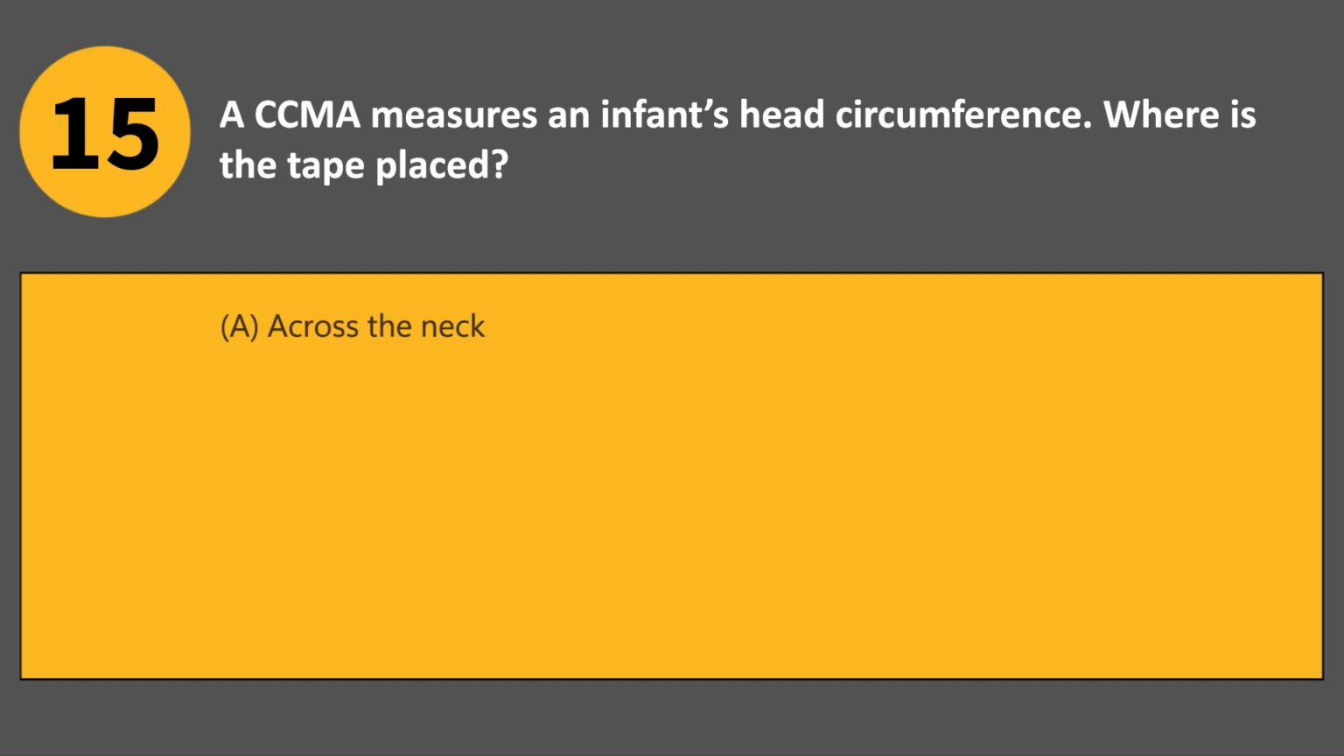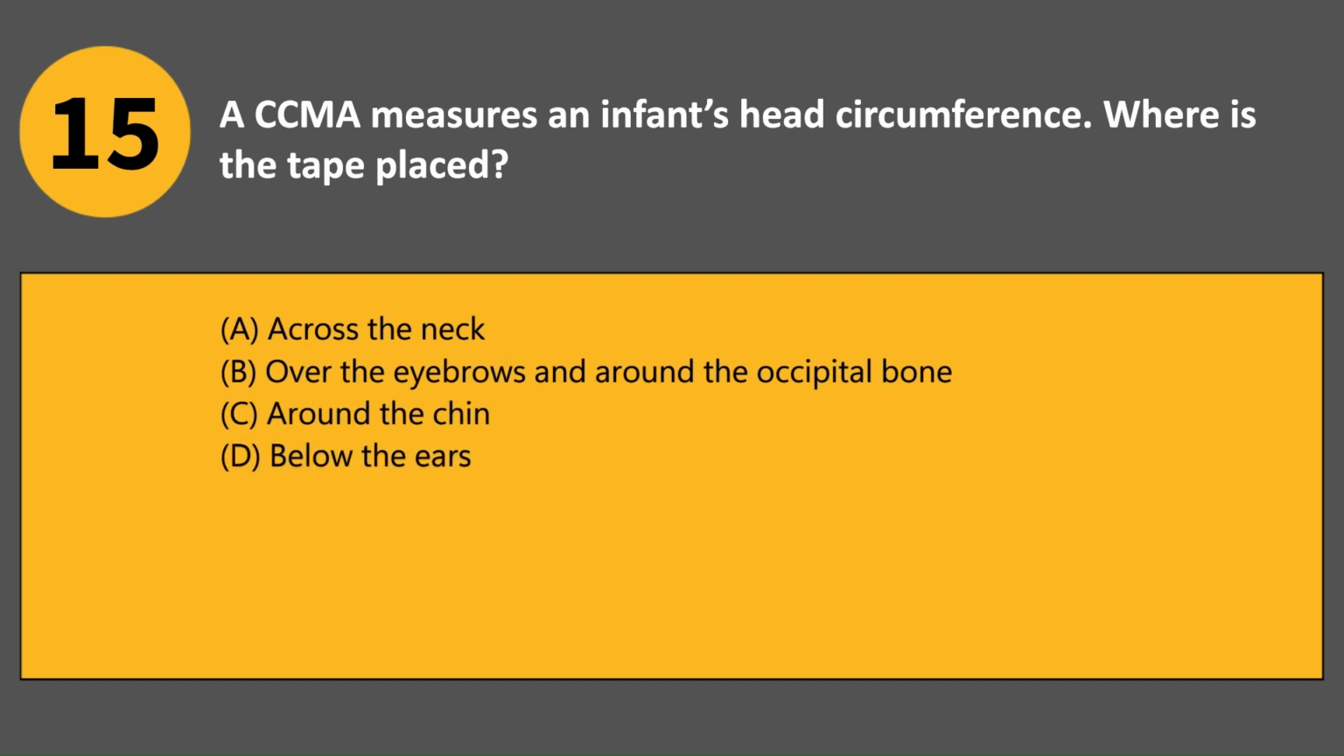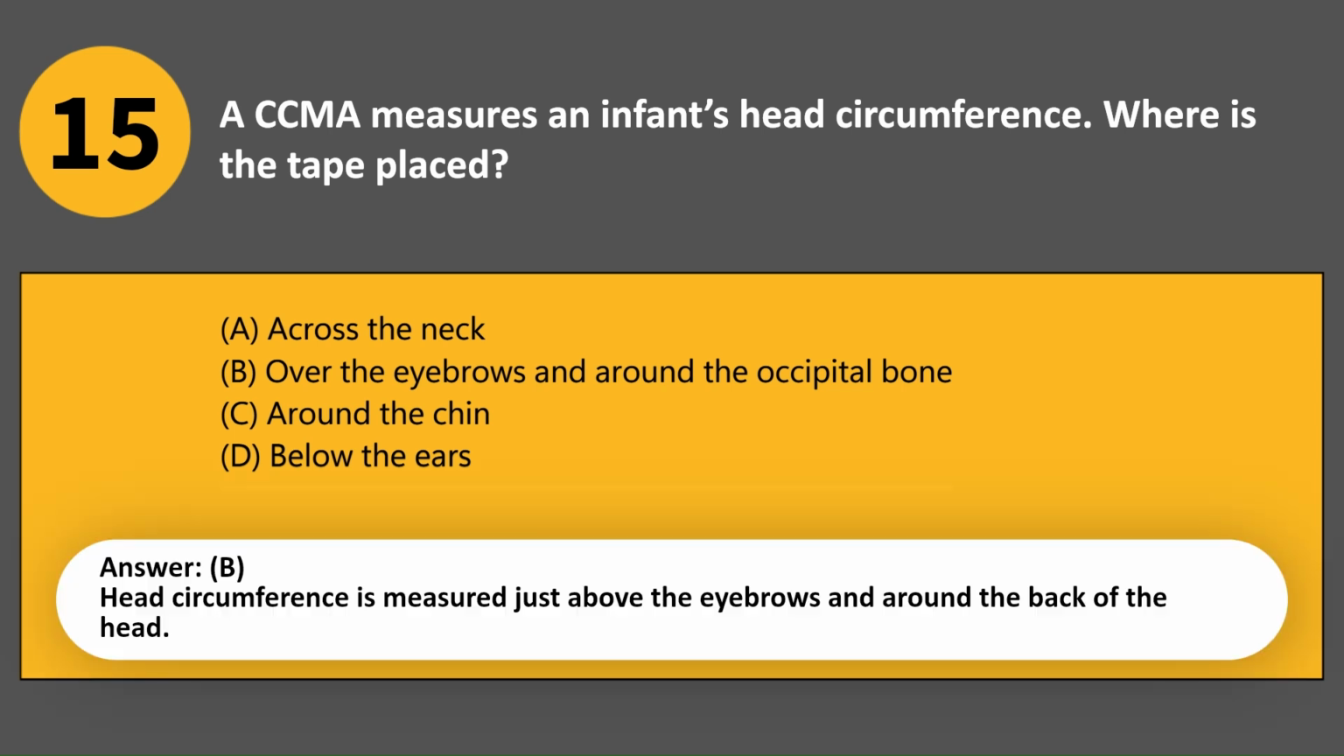A CCMA measures an infant's head circumference. Where is the tape placed? A. Across the neck. B. Over the eyebrows and around the occipital bone. C. Around the chin. D. Below the ears. Answer, B. Head circumference is measured just above the eyebrows and around the back of the head.